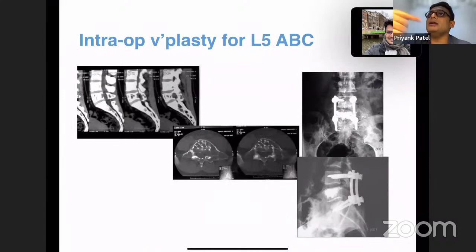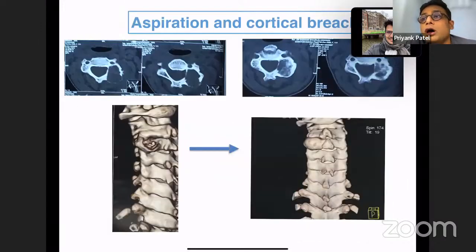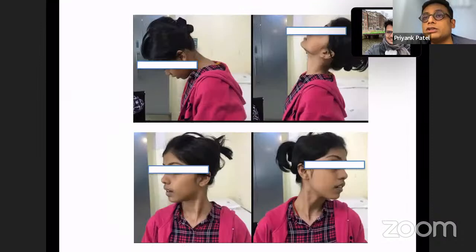Now there are different types of surgeries that are mentioned. In this patient with aneurysmal bone cyst, we injected cement intraop for getting a quick rigid fixation, reconstruction of that tumorous area, and stabilized it with the help of pedicle screw and rod. This is a third type of case, where we just did a cortical breach, aspirated, and that was the end of the story.